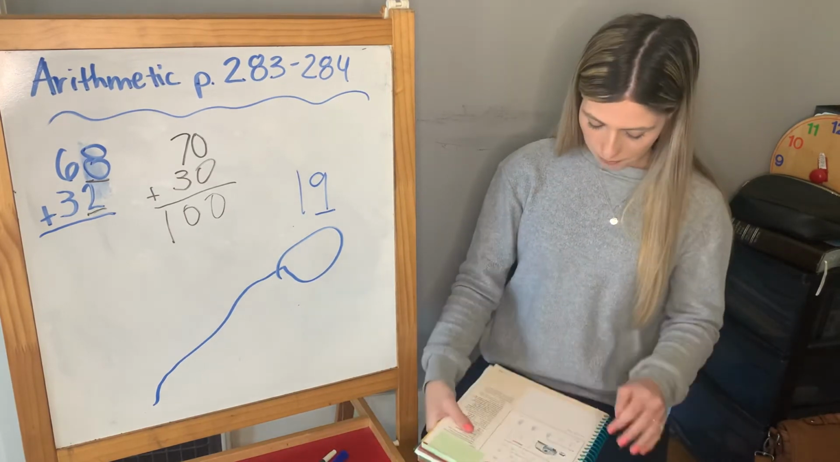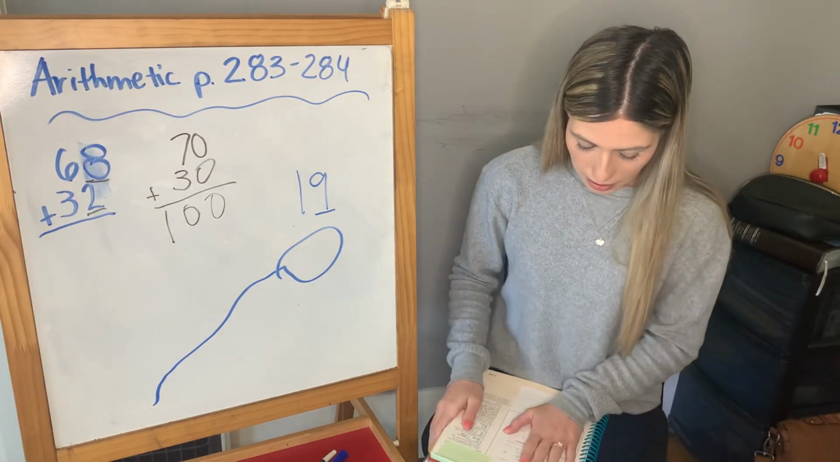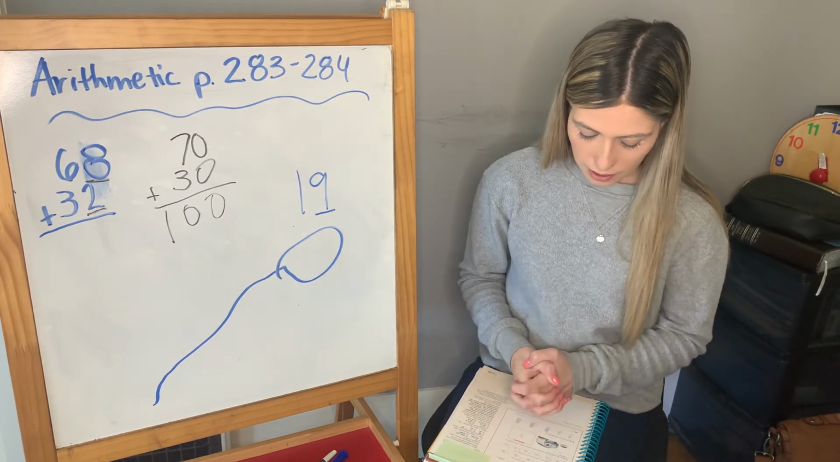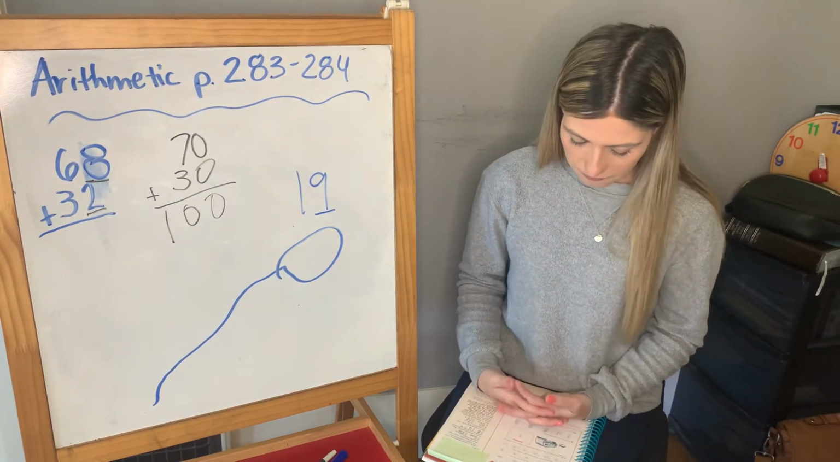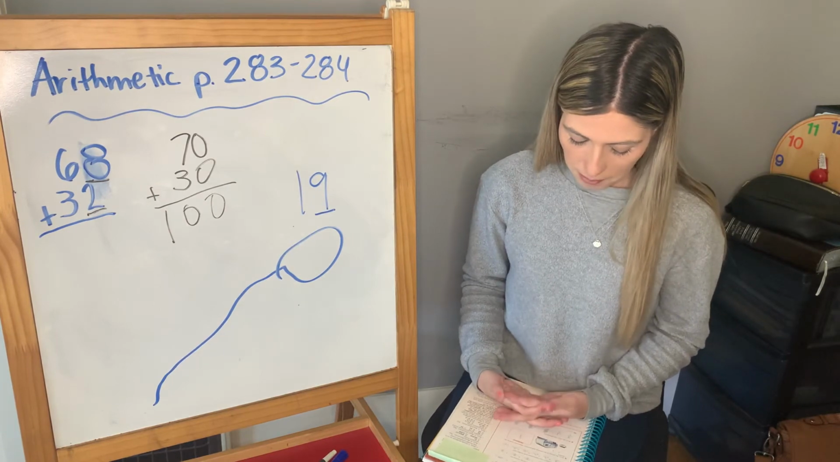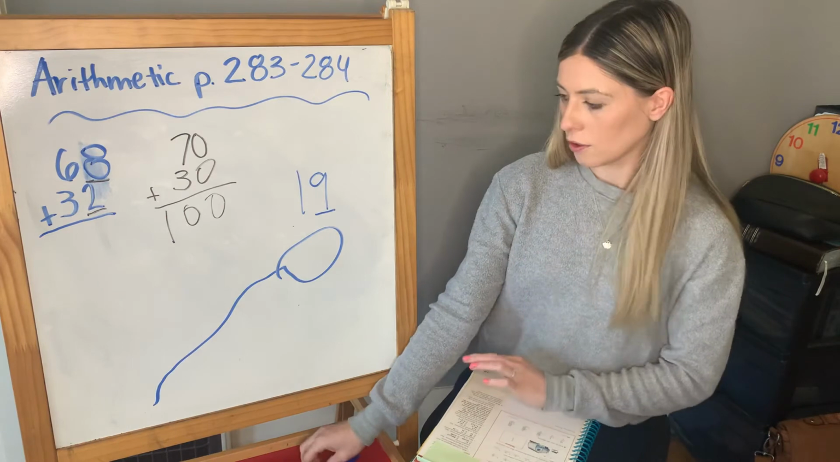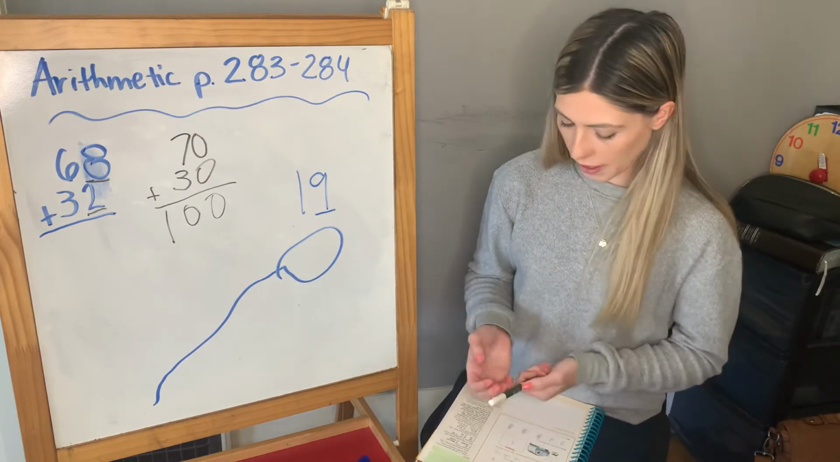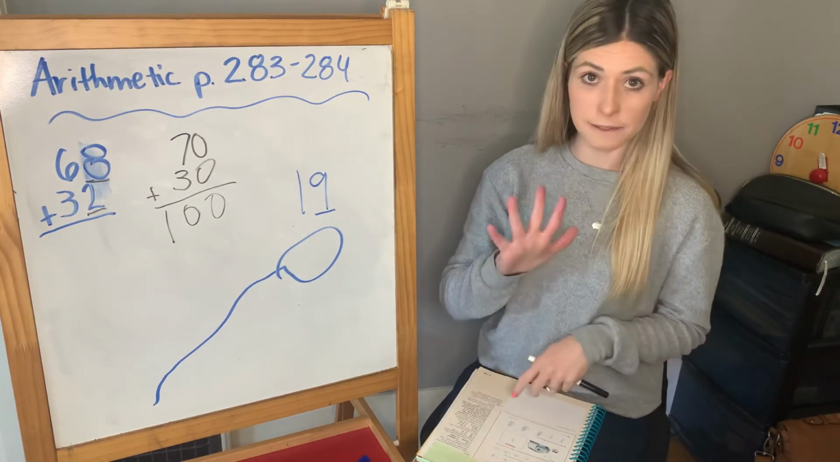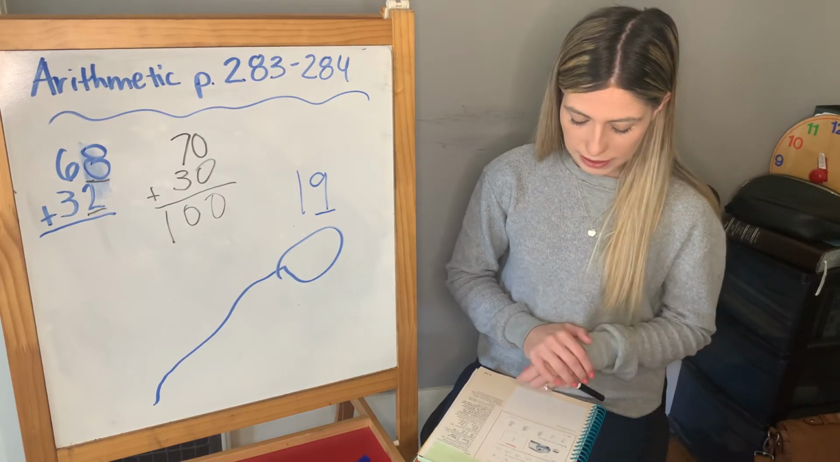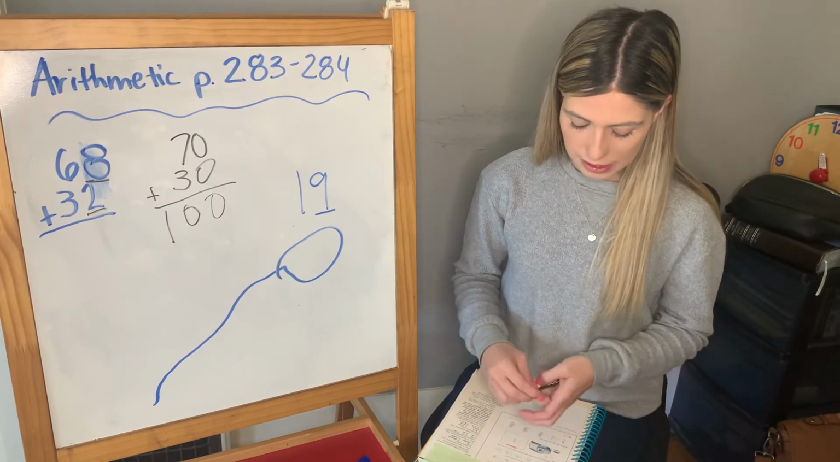Then on the back, on page 284, section 1 says write the numbers and the sums. So these are Roman numerals. I'm going to remind you what Roman numerals are. Some of them you should know already. V is 5, I is 1, X is 10, and L is 50.